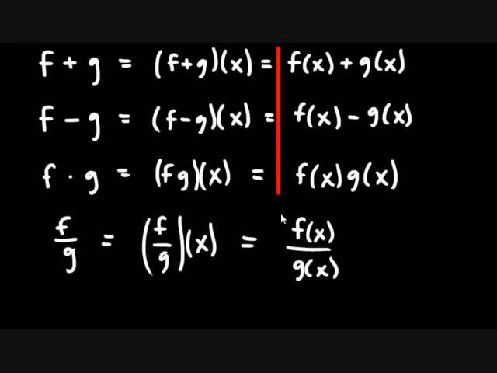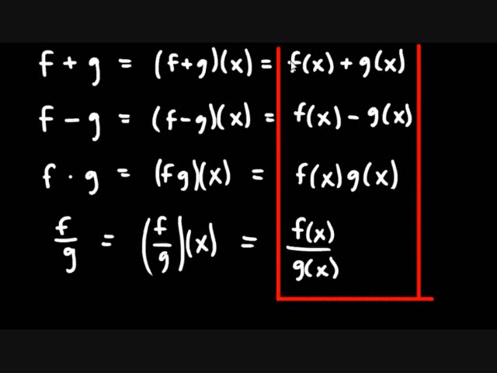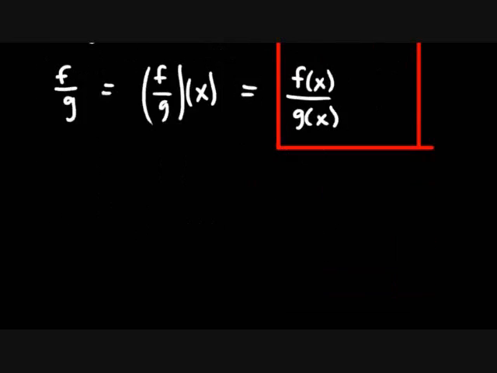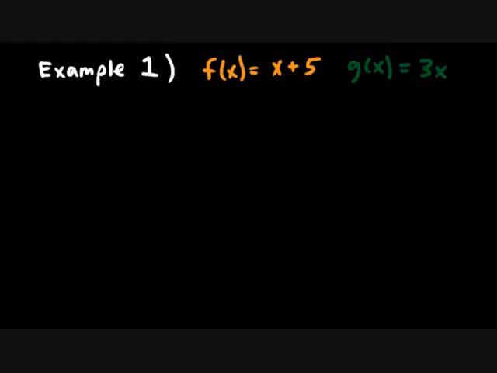So I guess an easier way to see it is if we do some examples. So let's just jump right in and we'll do some examples. And these are in your notes. Given f of x is equal to x plus 5, and then g of x is equal to 3x, we need to find all of the following.